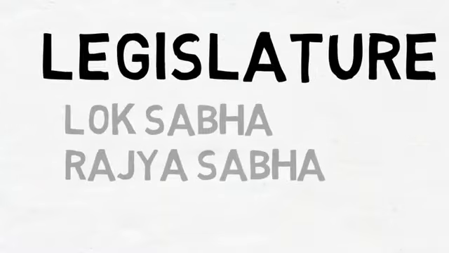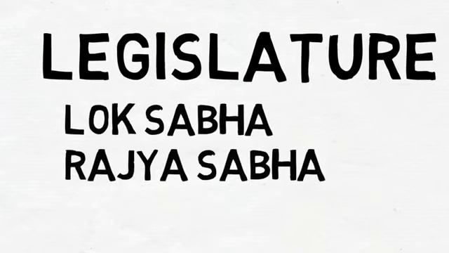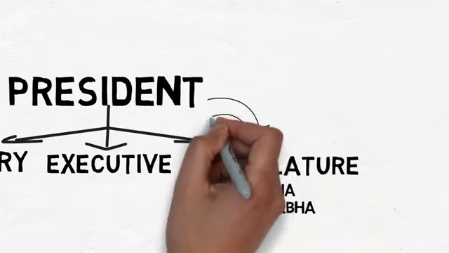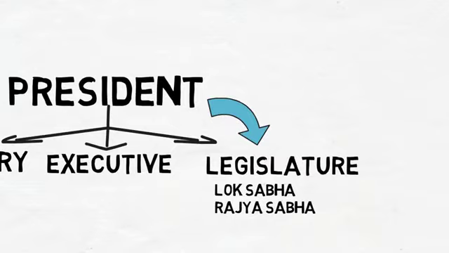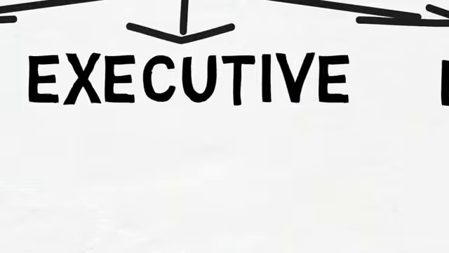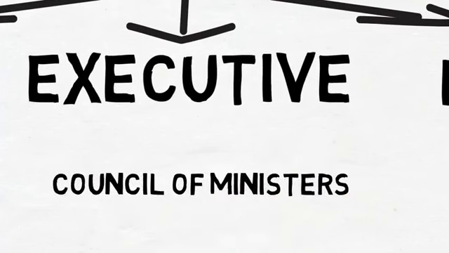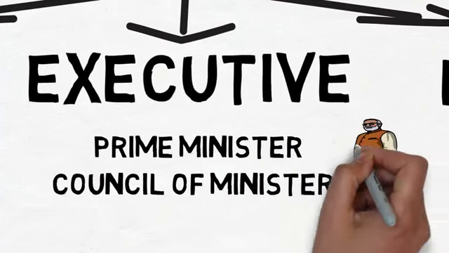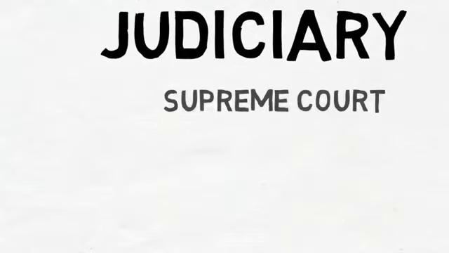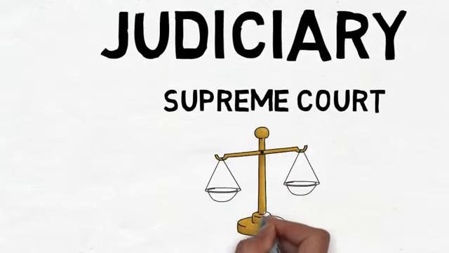Legislature comprises of the Lok Sabha and the Rajya Sabha. President is also part of the legislature, as any bill becomes an act only after the President gives his assent. The executive comprises of the Council of Ministers headed by the Prime Minister. And the judiciary comprises of the Supreme Court.